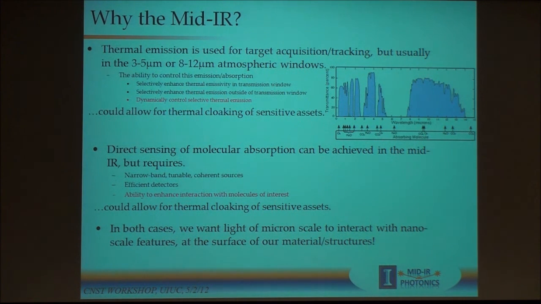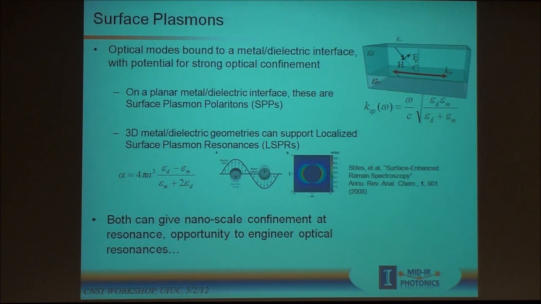So whether that's for coupling to free space radiation, for thermal selective emitters, or whether it's interacting with the molecule that we bring up to the surface of our structure, in both cases, we want light with wavelengths on the micron scale to interact with nanostructures and at the surface of our materials. So when you start talking about light at surfaces, one of the things that immediately would pop to mind would be plasmonics, which is sort of the field of research associated with surface plasmons.